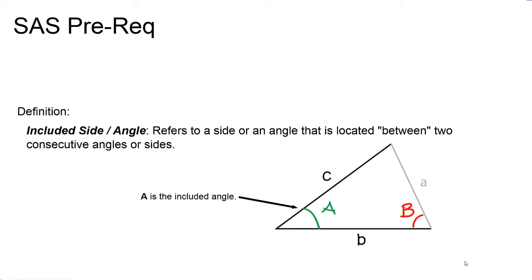Before we begin, just a friendly reminder: when we talk about included side and angle, we are talking about a side or angle located between two other consecutive angles or sides. So in the case of side angle side, the angle is sandwiched between the two sides, okay? So here I have side C, and here I have side B, and angle A is sandwiched between them, so it's its included angle. So you need those things when we are trying to prove two triangles congruent through side angle side.